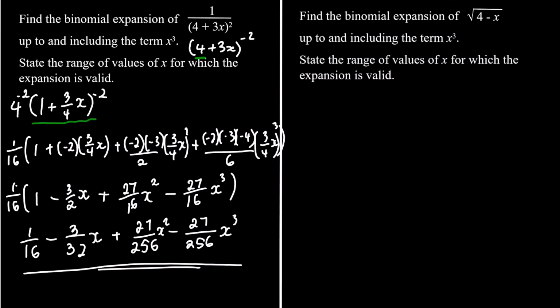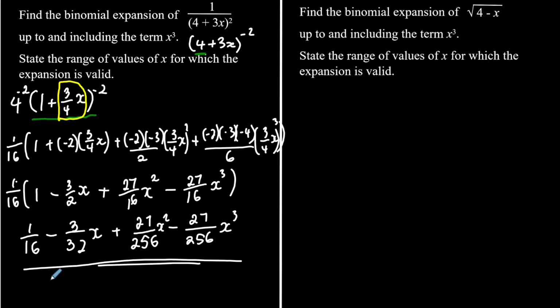State the range for which it's valid. So it's valid when our x part, the modulus of it, is less than 1. The modulus of 3/4 x is less than 1. So if we multiply both sides by 4 and divide both sides by 3, the modulus of x is less than 4/3.